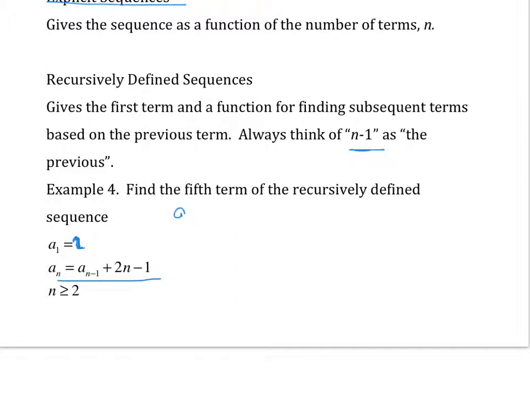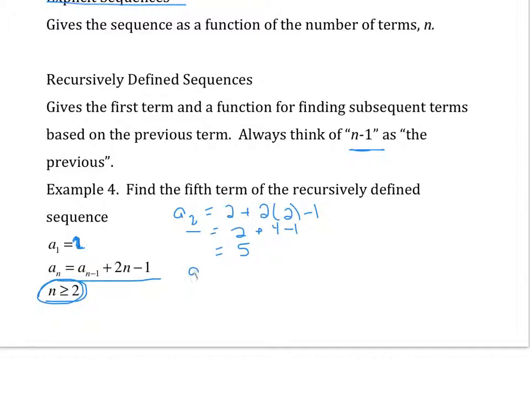So to find a sub 2, which would be in this group, it would be 2 plus 2 times 2 minus 1. So this is 4 minus 1 plus 2, 6 minus 1 is going to give us 5.